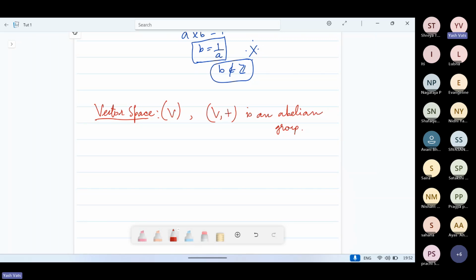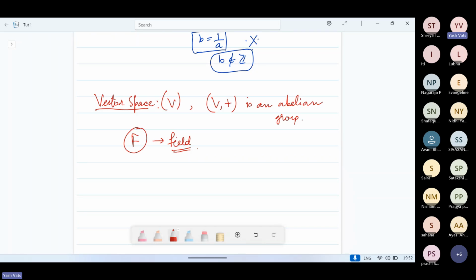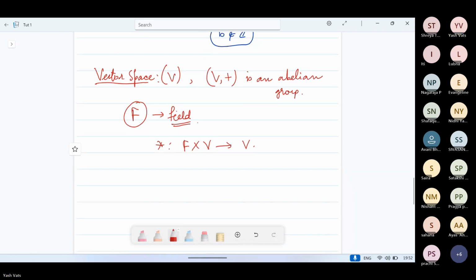Then you have a field. Suddenly the field comes into the picture and it satisfies some operations with your vector space V. So there is a star operation, which now goes from F cross V to V. How does it work? What are the relations star satisfies? And there is also a relation from V cross V to V. So what are the operations star satisfies?